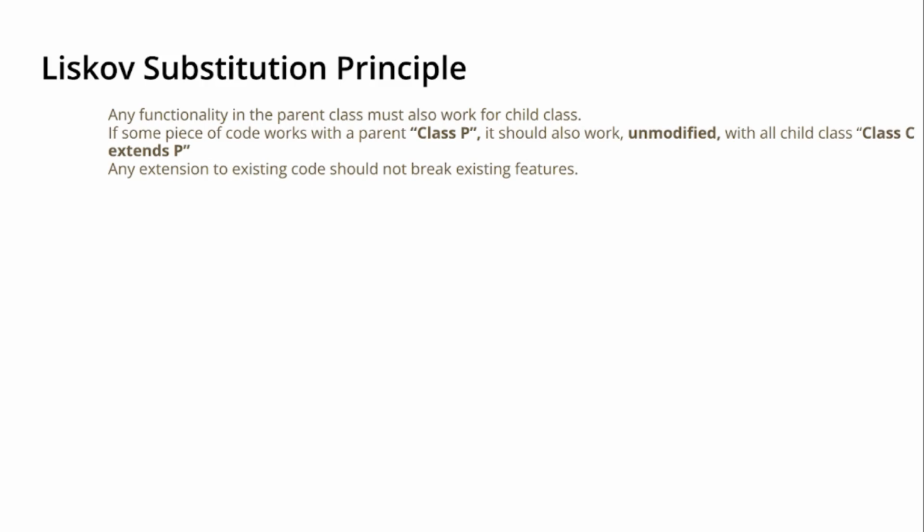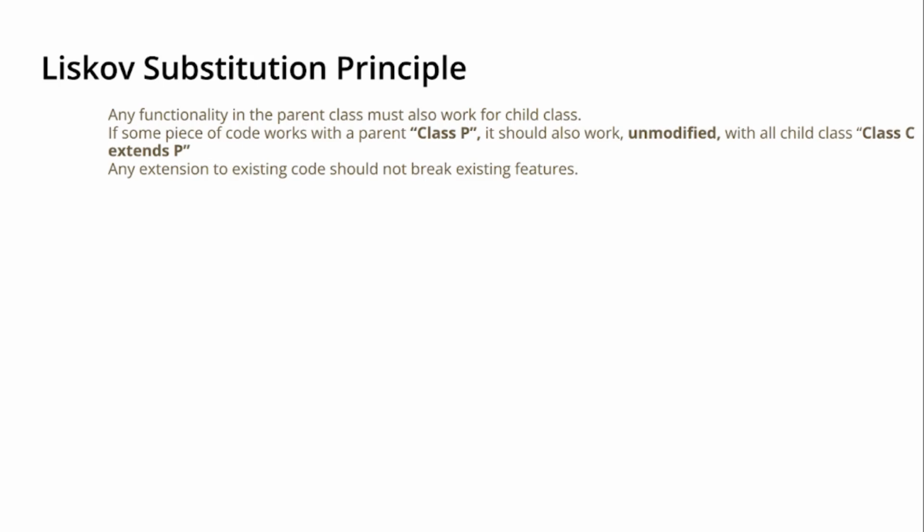Now moving to the third principle, which is the Liskov substitution principle. This principle states that any functionality in the parent class must also work for the child class. In other words, if some piece of code works with the parent class P, it should also work unmodified for all child classes C, which extend P. The important keyword here is unmodified. The functionality which works for the parent class P should also work unmodified for all the child classes of P. In simple words, any extension to the existing code should not break the existing feature.